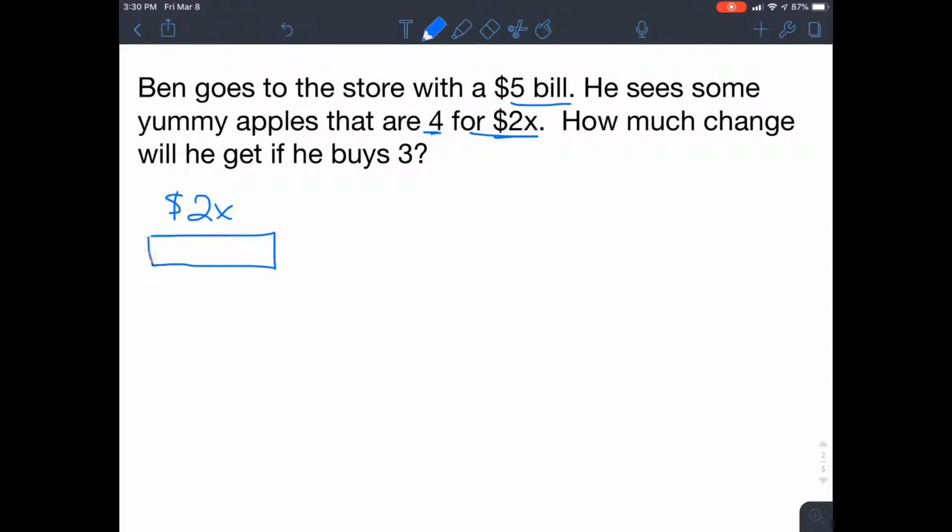And so, again, it's divided by 4. So we do 2x divided by 4. Oh, I see that I have a 2 and a 4 there. That means I can reduce there. 2 goes into 2 once, it goes into 4 twice. So that would be x over 2 dollars.